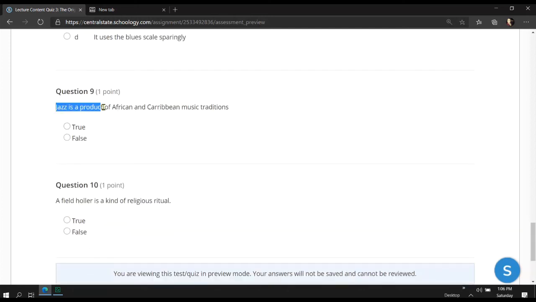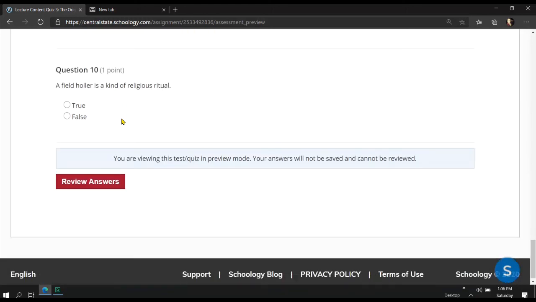Question 9. Jazz is a product of African and Caribbean music traditions. Is that true or false? It's false. Jazz is a product of African and European music traditions. Question 10. A field holler is a kind of religious ritual. Is that true or false? The answer is false. A field holler is a variant on a work song, though it's usually carried on solo, and may have been a form of communication that slaves used between distant fields.